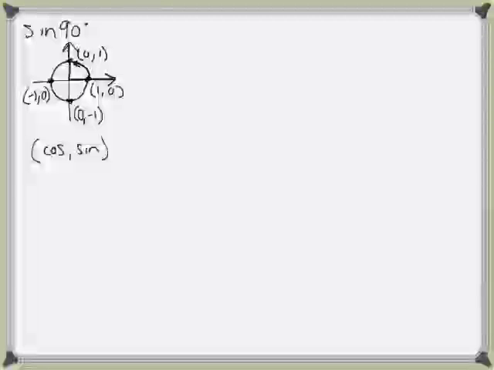So this question is asking us for the sine of 90. So what I need to do then is figure out which one of these points applies. The point at the 90 line is that top point. And if I want the sine of it, I want the second part of that answer, which is 1.